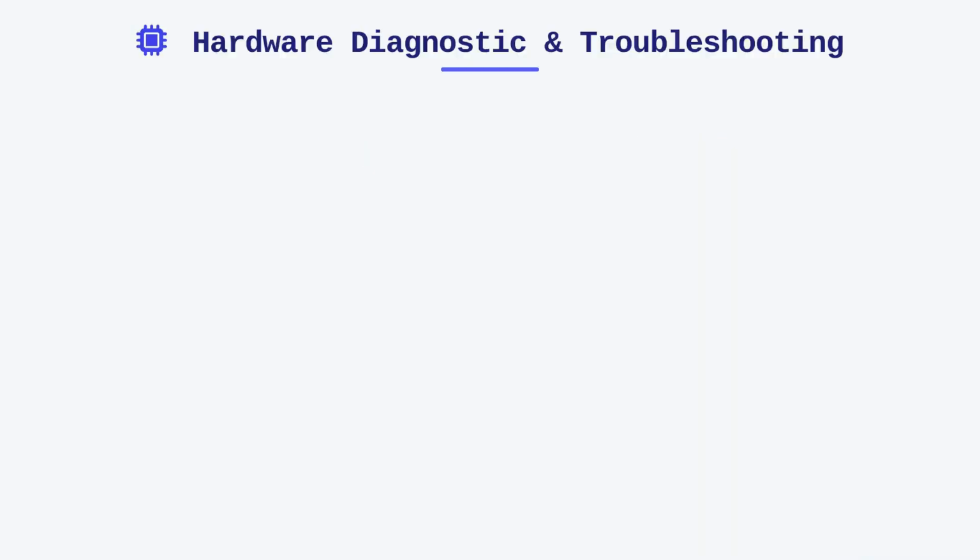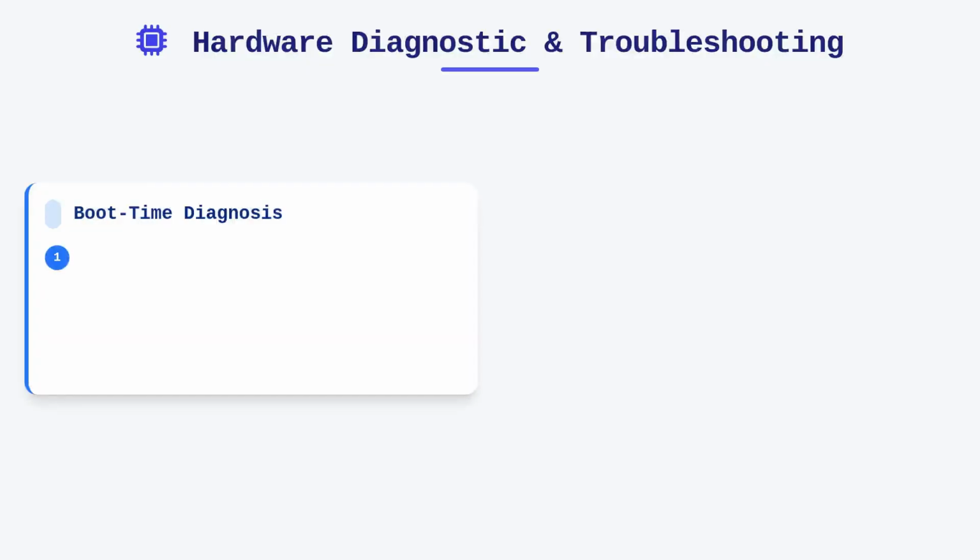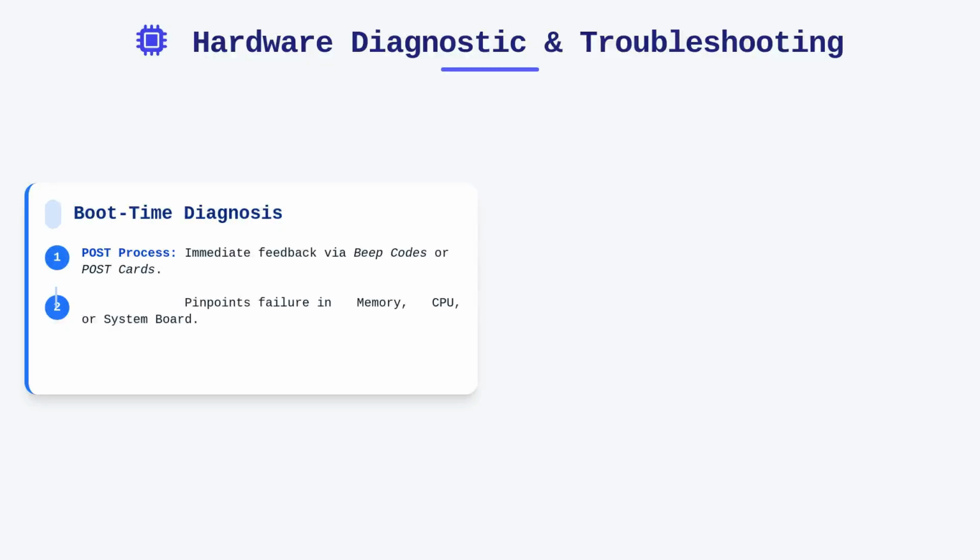Troubleshooting physical hardware often starts before the operating system even loads. A reliable way to diagnose boot time failures is the power-on self-test process, which provides immediate feedback via beep codes or postcards displayed on the motherboard. When a server fails to initialize, these codes act as the first line of diagnostic intelligence, indicating whether the issue resides in the CPU, memory, or the system board itself. It is essential to understand that these codes are vendor-specific, so you must always keep the technical manual accessible to translate these signals into actionable information.